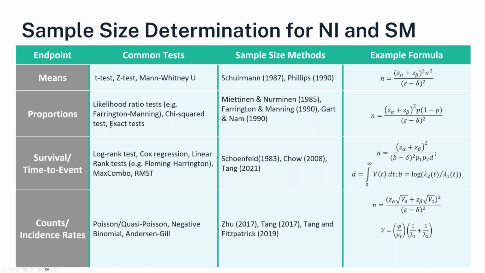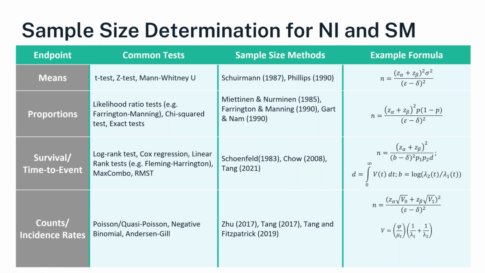You've got chi-square tests and exact tests as well. For survival, you've got log rank tests, Cox regression, linear rank tests like Fleming-Harrington. You've got max combo, and then the restricted mean survival time as well. And then for counts, you've got your Poisson, negative binomial, but then you've also got methods like Anderson-Gill as well.